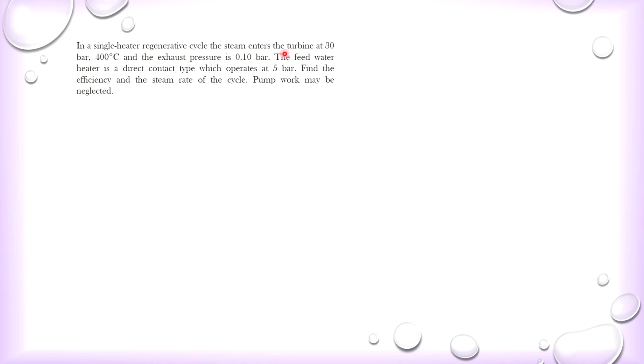The steam enters the turbine at 30 bar and 400 degrees C, and the exhaust pressure is 0.1 bar. So 30 bar would be the boiler pressure, and 0.1 bar would be the condenser pressure. The feed water heater is a direct contact type, which operates at a pressure of 5 bar. So at this pressure, steam is being extracted from the turbine as well, which is directed to the open feed water heater later. Now find the efficiency and the steam rate of the cycle. Pump work may be neglected.